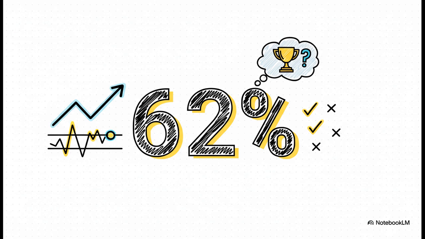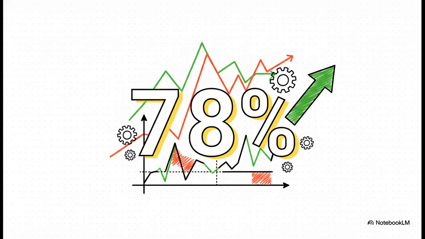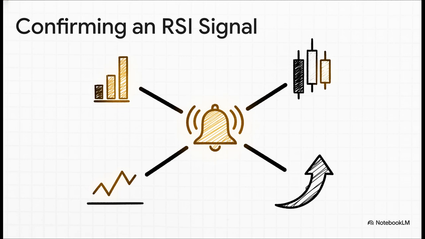So, what do the numbers actually say about this? Well, studies have shown that if you use RSI signals all by themselves, they're accurate about 62% of the time. I mean, that's better than a coin flip, but we can definitely do better than that, right? But get this, when you take those same RSI signals and wait for a second indicator to confirm it, like a simple moving average, the accuracy can jump all the way up to 78%. That's a huge leap, and it shows you why confirmation isn't just a nice-to-have, it's an essential part of a solid trading strategy.